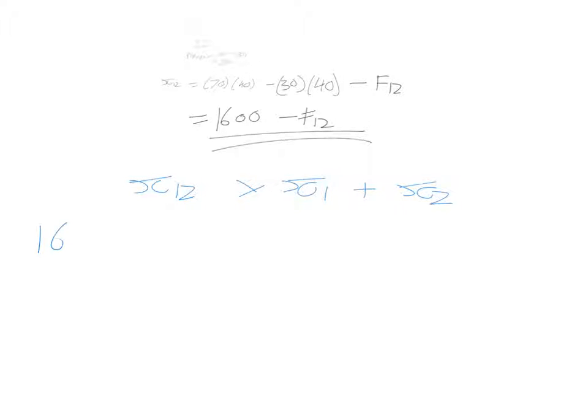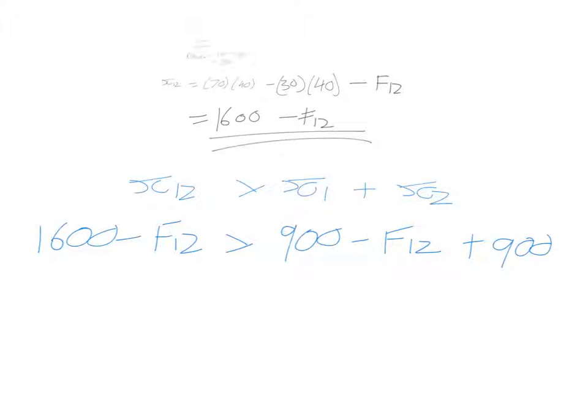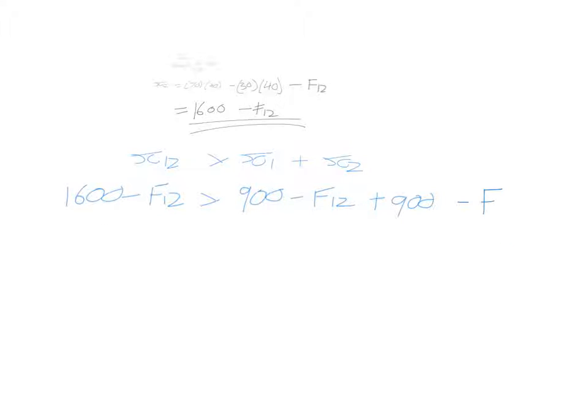And then this is 1600 minus F12 has to be bigger than 900 minus F12 plus 900 minus F12, right? And if you solve the inequality, we may as well do it now, we'll just do it quickly. Solving the inequality, what do you end up with? You get that 2F minus F12 has to be bigger than 200.